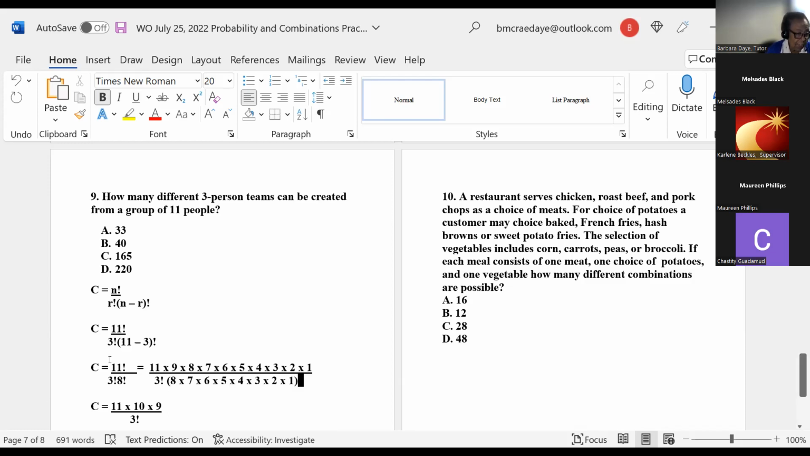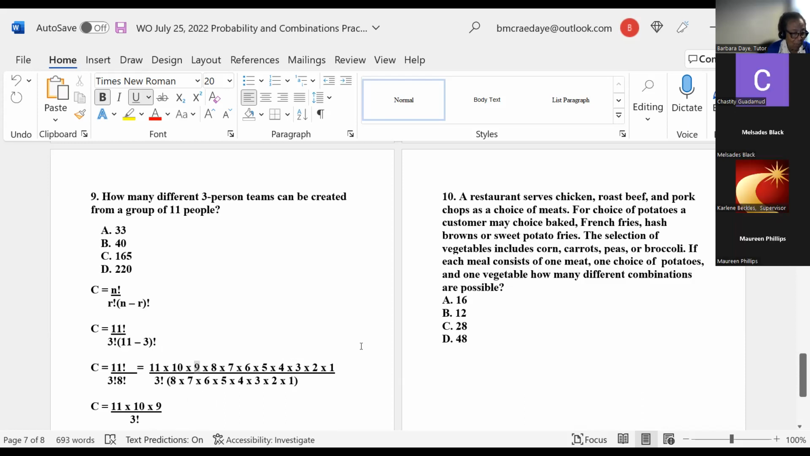But notice here, 11 times, this should be 10 times 10 times 9. Now we can cancel out the 8 times 7 times 6 times 5 times this. All of this will come out. And what I'm left with is 11 times 10 times 9 over 3 factorial. You got it? Okay. But you didn't have to really expand it. Once you have the 8 here, everything from the 8 on back you could just cancel out.